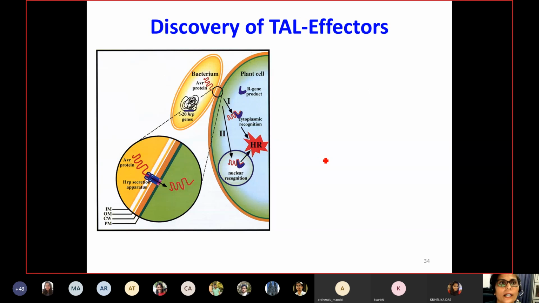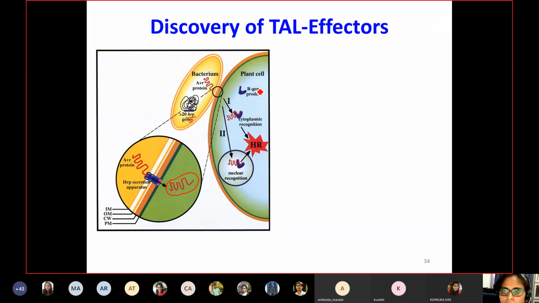So how was this found? Initially, you can imagine this is the bacteria, and you have a certain nucleus, and these are the genes. So basically these are found in the 20 hrp gene cluster. And when you see this system, I've shown it already here. From the inner membrane, outer membrane, and then cell wall, as well as the plasma membrane, it goes into the cytosol. So this is the protein peptide that has been shown.